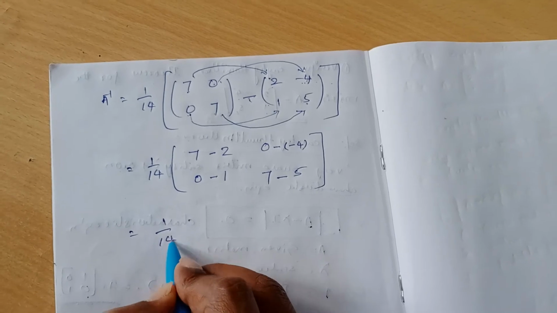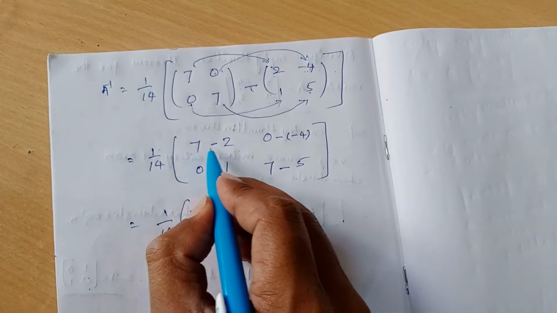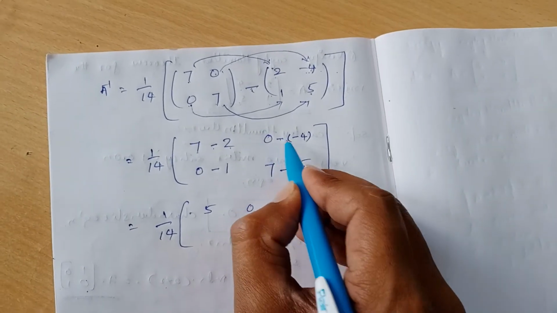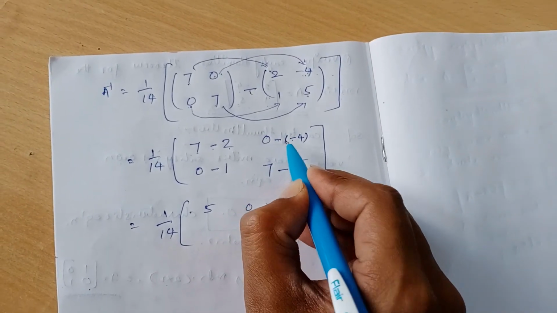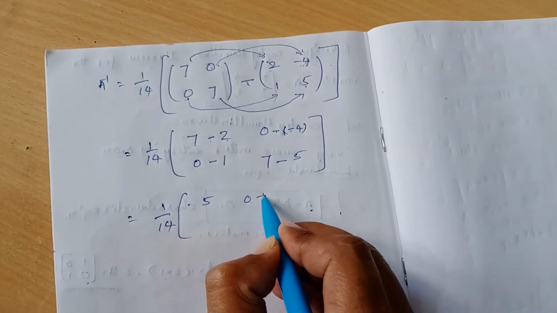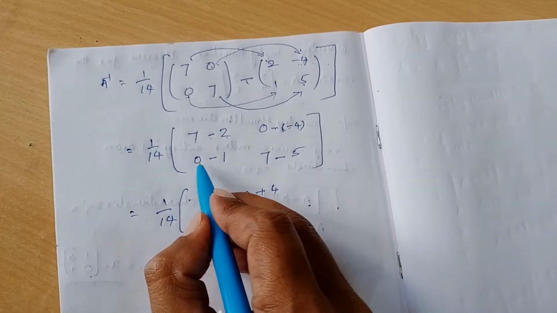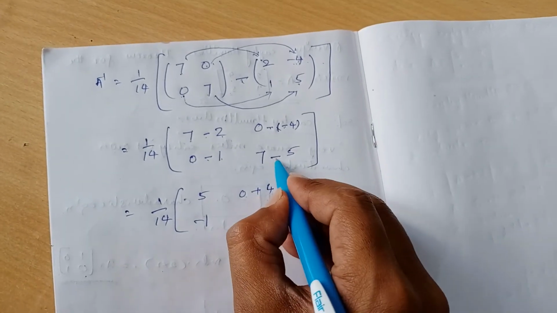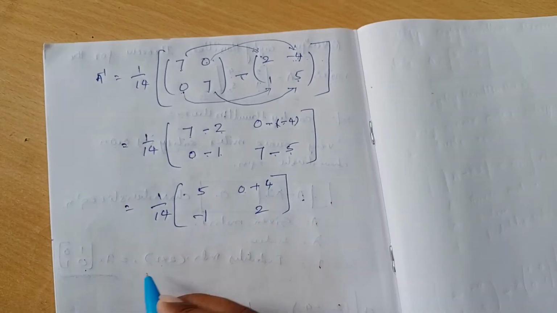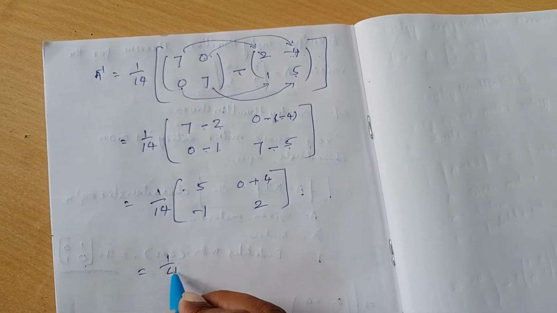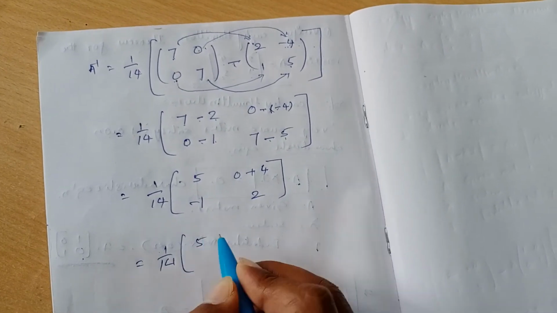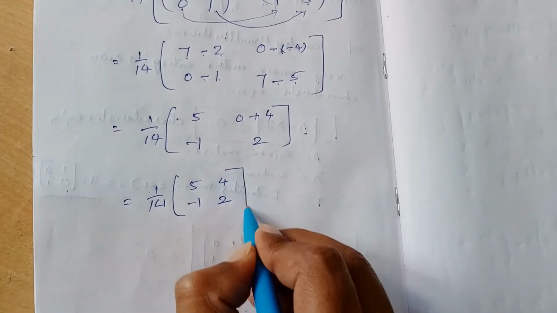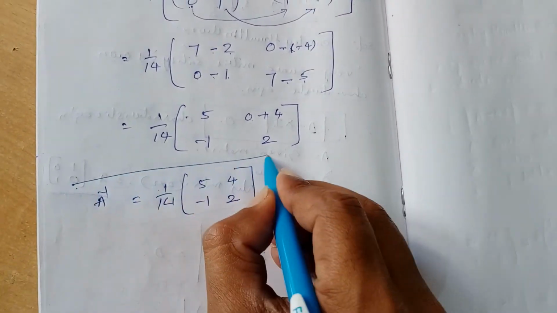That is equal to 1 by 14 into 7 minus 2, it is 5. See, 0 minus into minus, bracket means multiplication, so minus into minus is plus, this is 4. The next 0 minus 1 is minus 1. 7 minus 5 is 2. That is equal to 1 by 14 into 5, 4, minus 1, 2. This is the A inverse value.